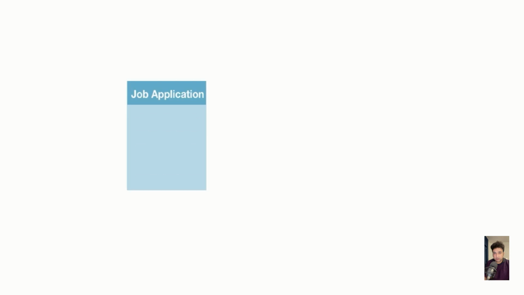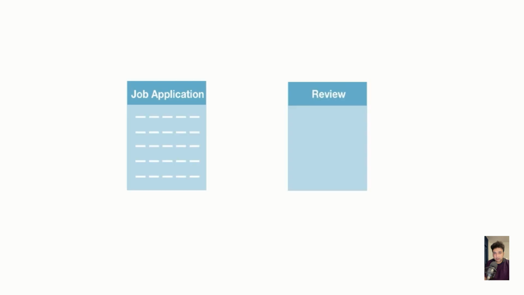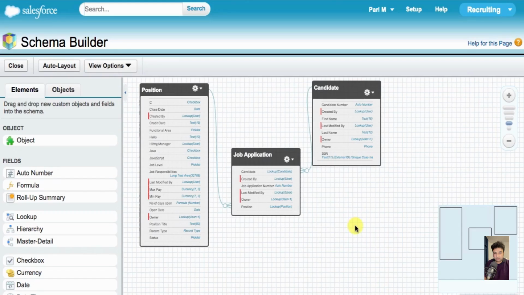Going back to the master detail relationship that we discussed in the last lecture, we have a scenario where every candidate needs to go through the interview process and later the interviewers need to submit their reviews. So we need a review object to keep track of that. Also, if the job application is deleted, all reviews associated with it also need to be deleted. We can model this using a master detail relationship.